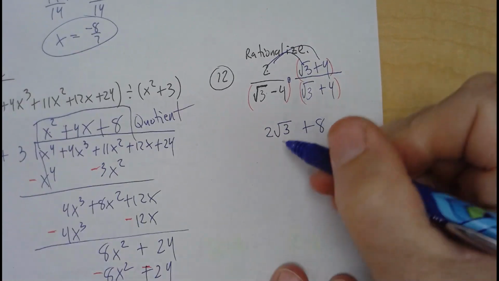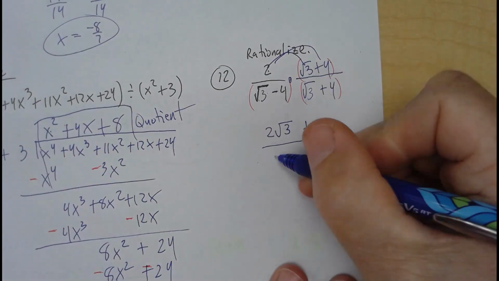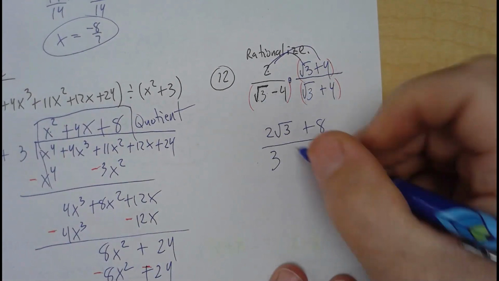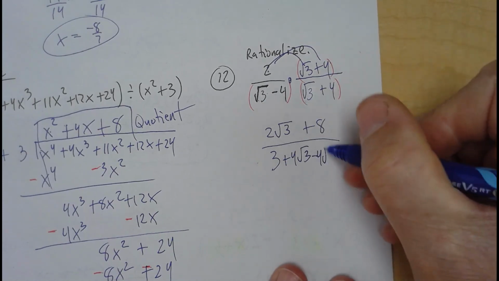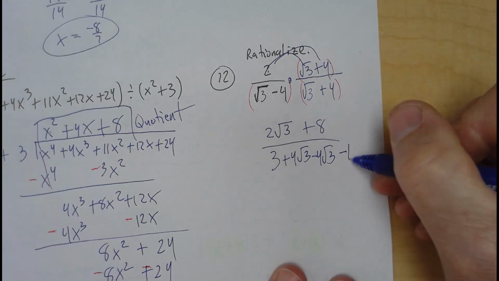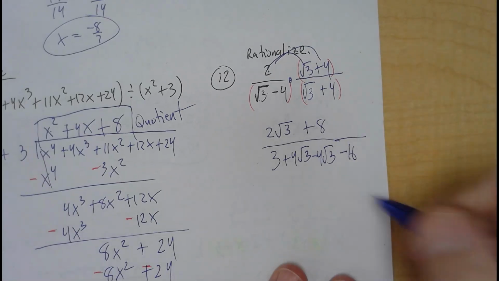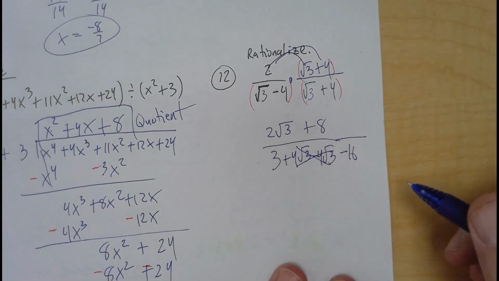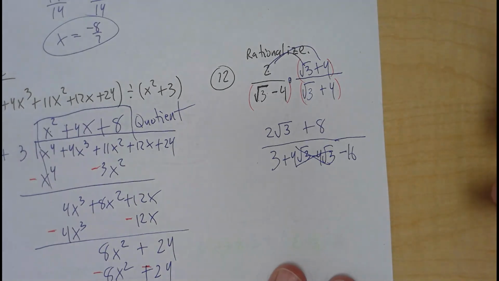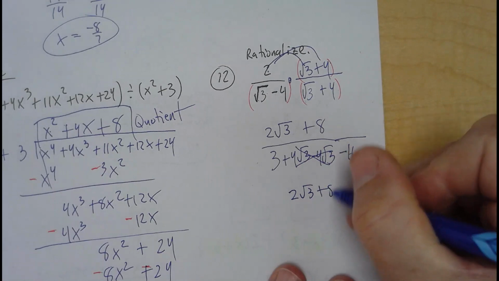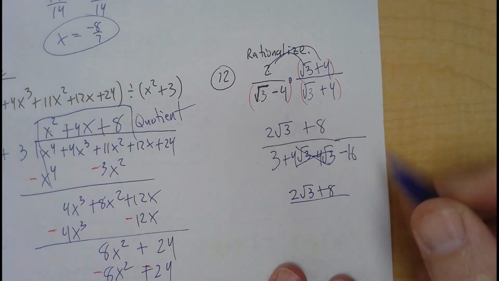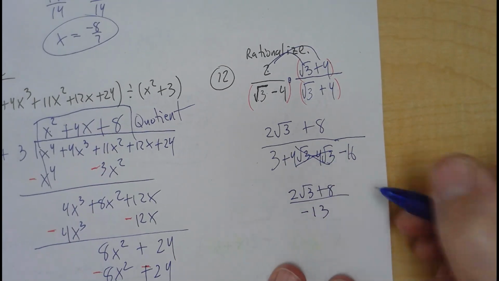Now I'm going to multiply out. Square root times square root is 3. This times this is plus 4 square root of 3. That times that's minus 4 square root of 3. This times this is minus 16. All right, these cancel out, which is what I want to happen. I want the square root to go away. So I'm going to do 2 square root of 3 plus 8 over 3 minus 16. It would be negative 13.